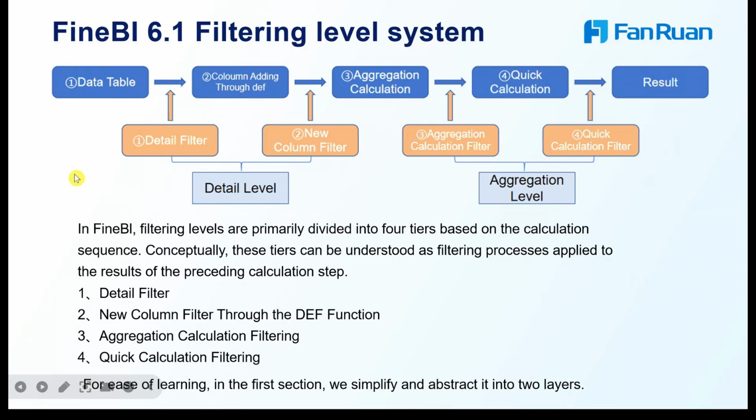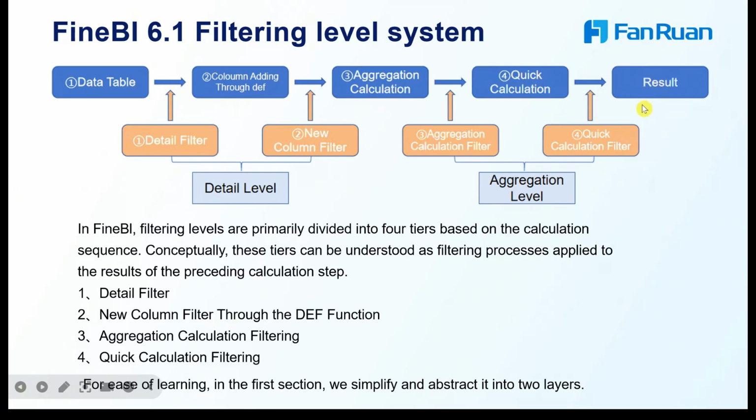First, the data table refers to the prepared dataset we start with. Next, we have column adding through define. This essentially uses the define function to output a specific indicator. The third step is aggregation calculation. This is quite common. For example, when you drag dimensions and indicators into a grouped table, that process is essentially an aggregation calculation. After aggregation comes quick calculations. This involves functions within FineBI, such as quick ranking calculations and so on. Finally, we arrive at the resulting output.